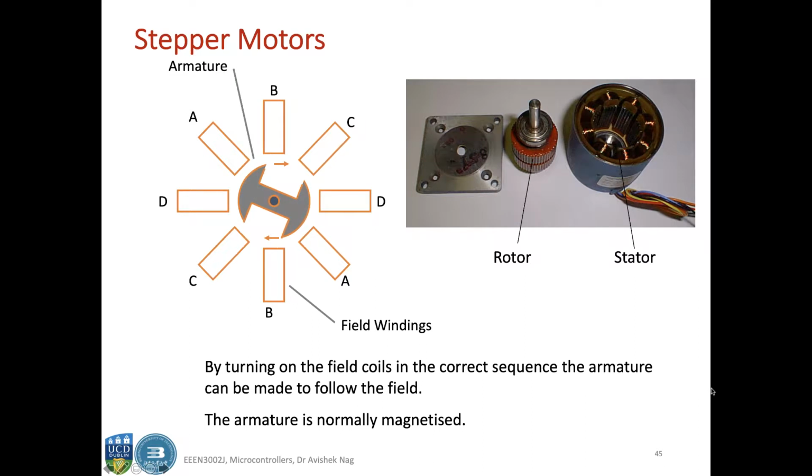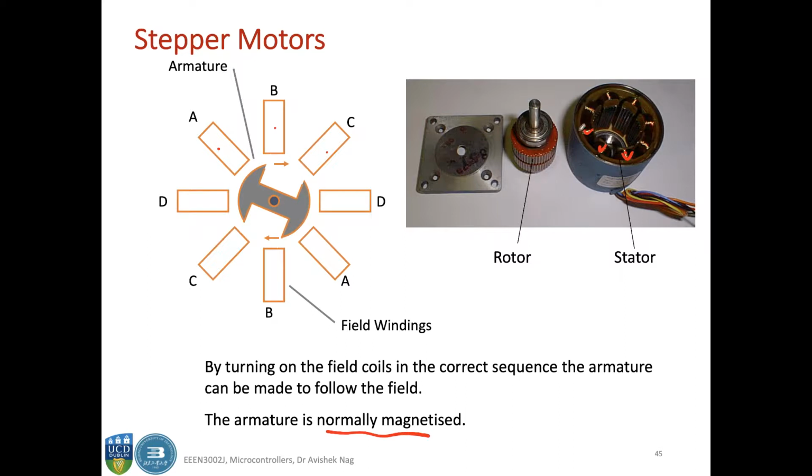Okay, so welcome back after that video. So going back to the discussion on stepper motors, you can see that you have this armature, which is the rotating part, and usually this armature is magnetized. And these are the different coils, or the stators.